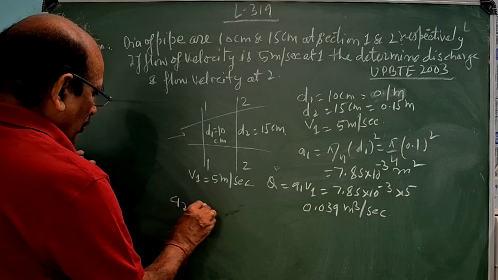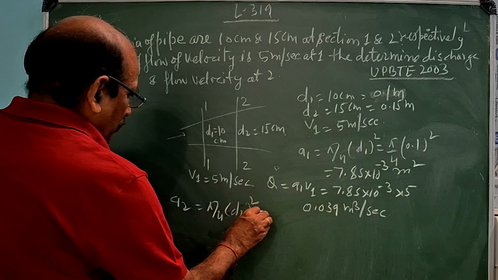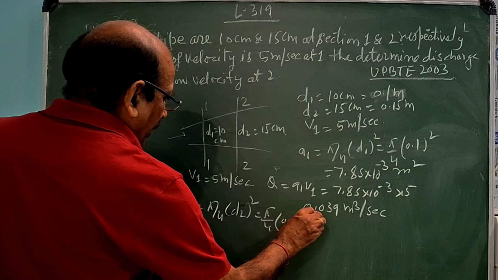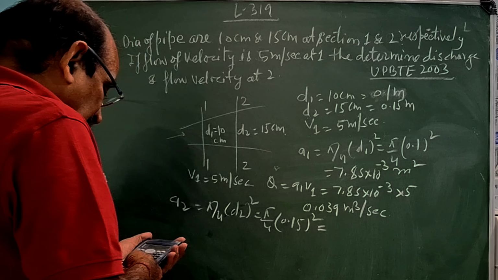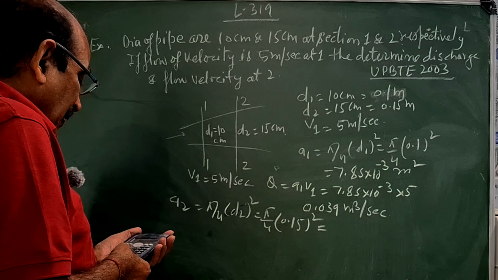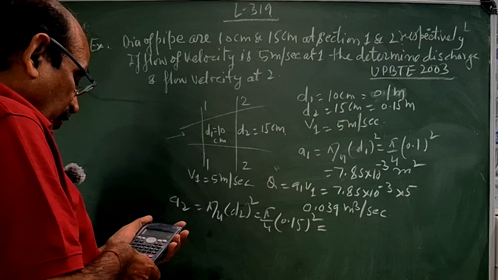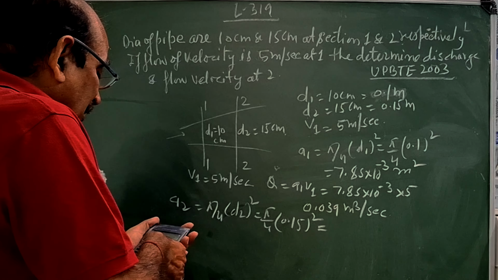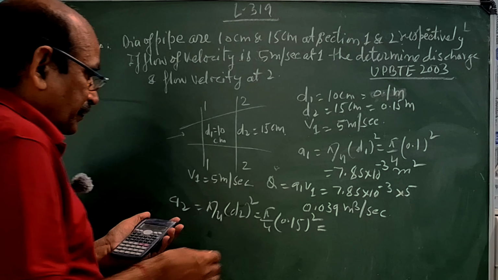Now A2 equals to π/4 into D2 square। तो that is π/4 into 0.15 square। ये कितना हो गया? That is your π/4 into 0.15 square। That is 0.0177 meter square.